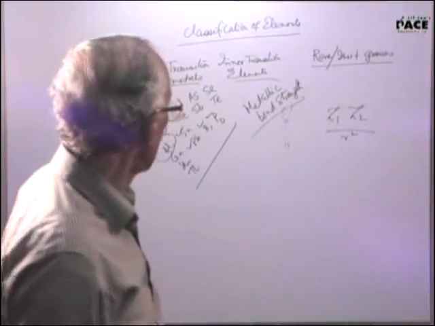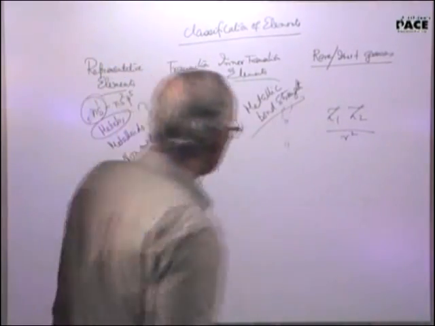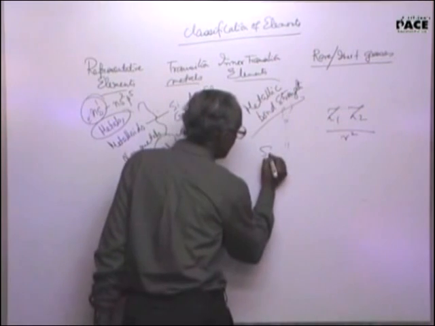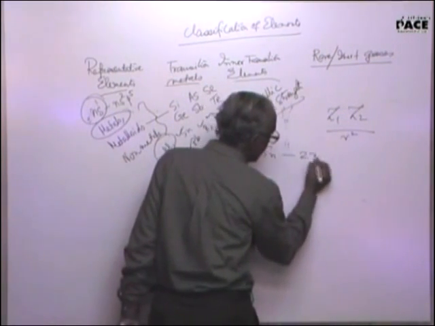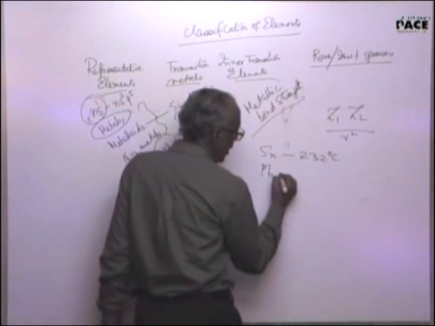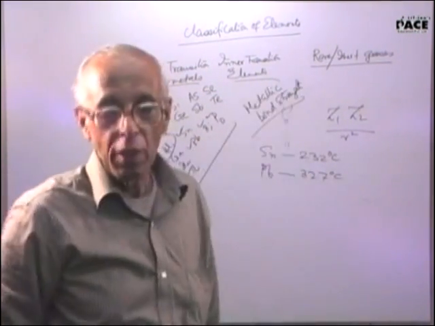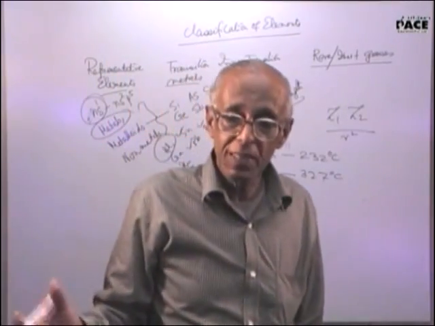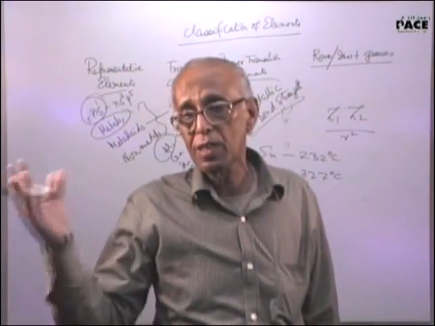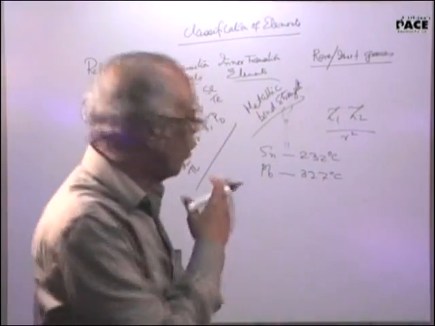The melting point: not all the metals are very high melting. For example, if you look at tin, which has a melting point of 232 degrees Celsius, lead has a melting point of 327 degrees Celsius. Now, lead is a heavy metal. It has atomic number 82. It has mass number 208. It shows such a low melting point.